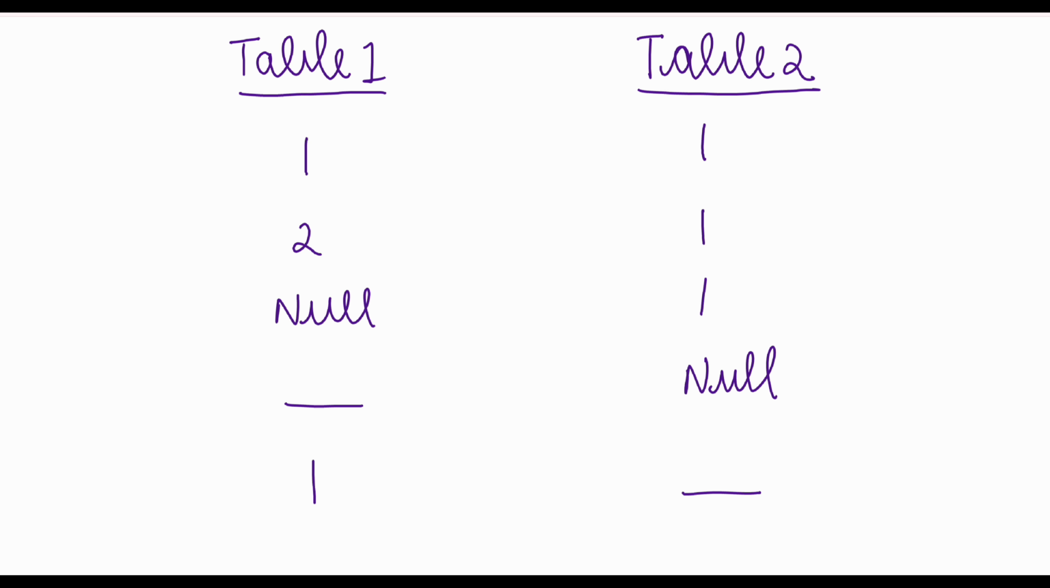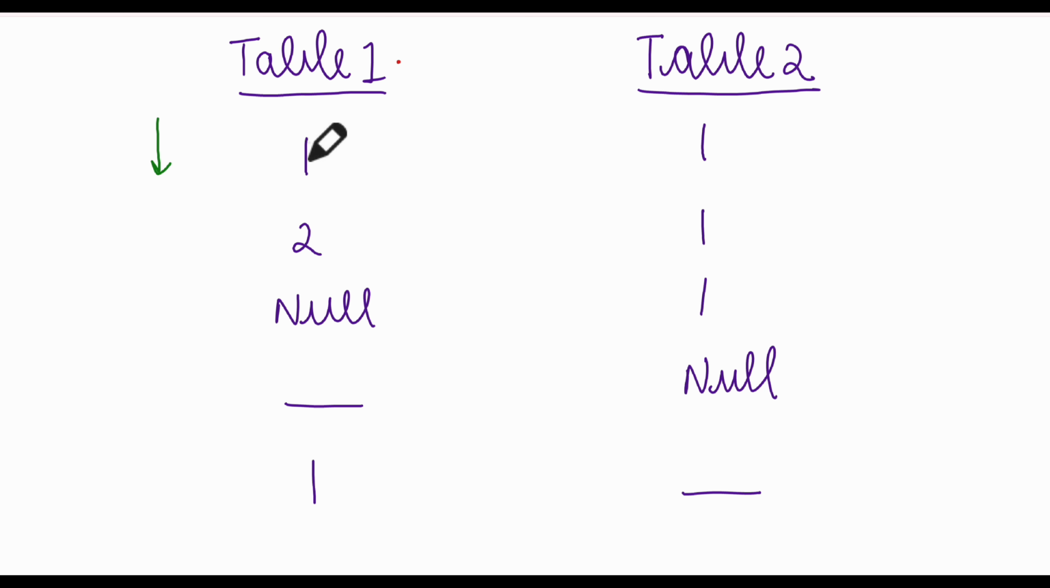So for example, let us say we have these two tables, table 1 and table 2. Table 1 is 1, 2, null (this is blank or missing), and this is 1. Table 2 is 1, 1, 1 repeating values, null and blank. For example, let us say you do an inner join or a left join. What will happen is, let's say when you do a left join, technically one by one it will go from top to bottom.